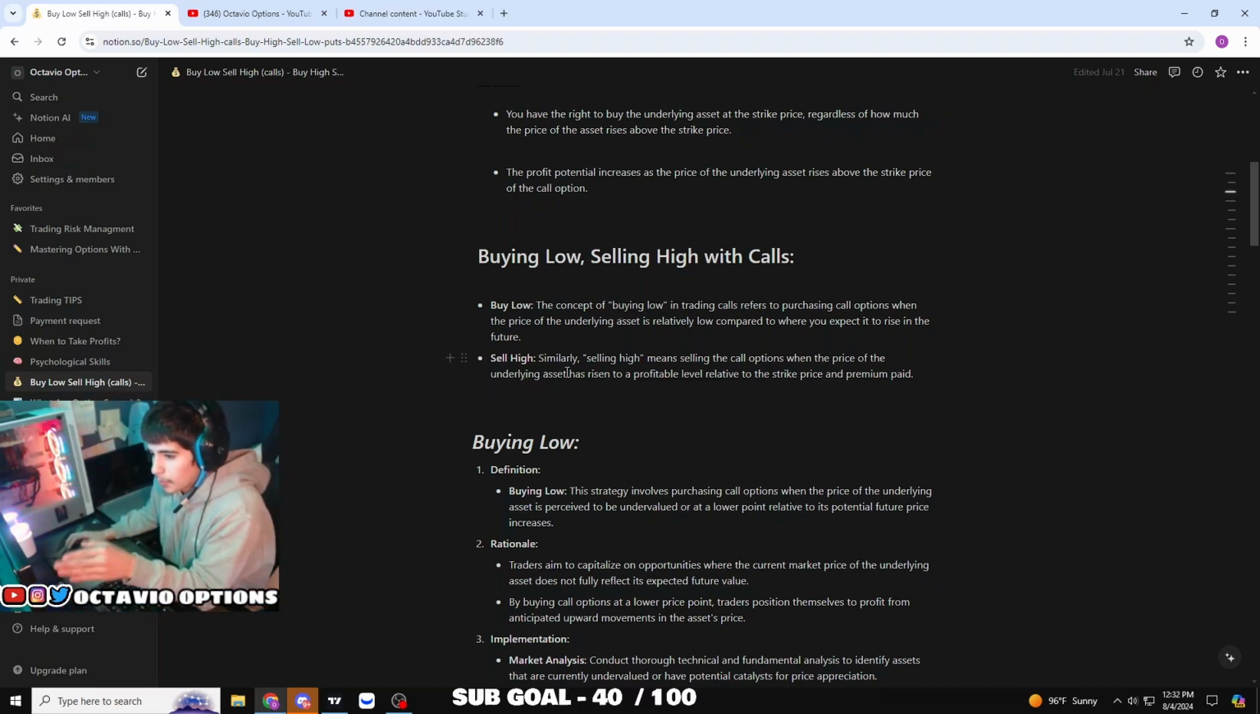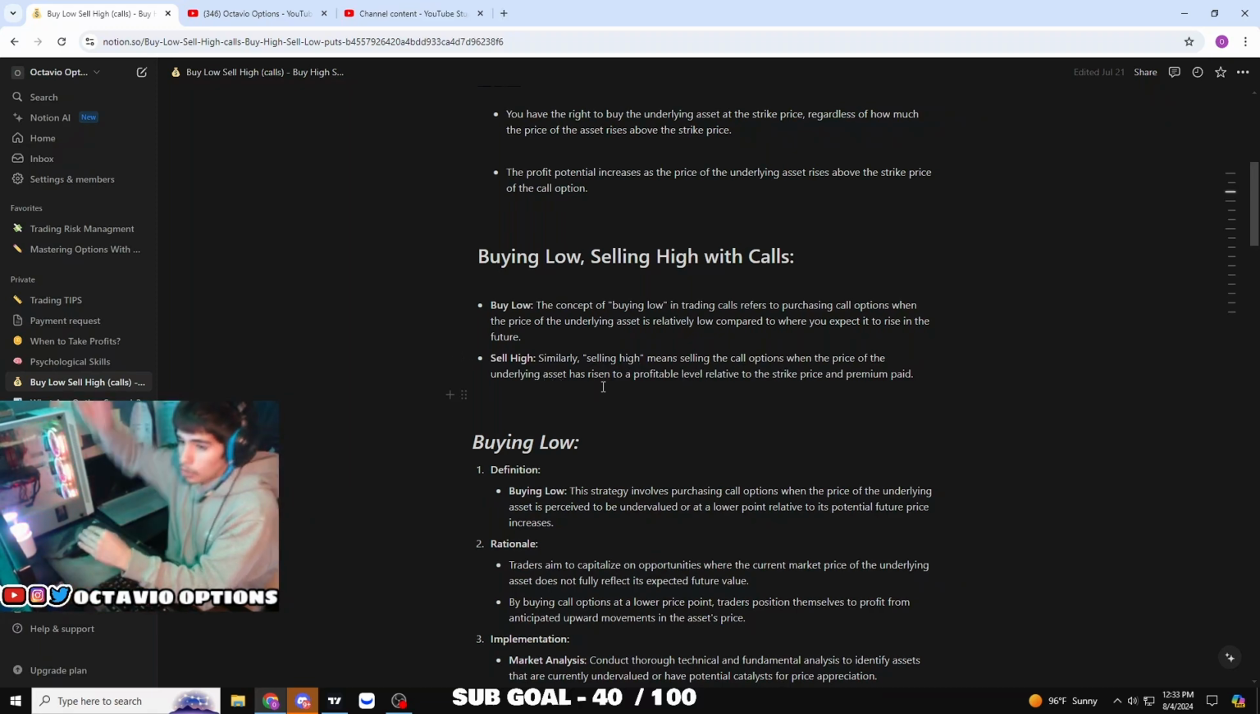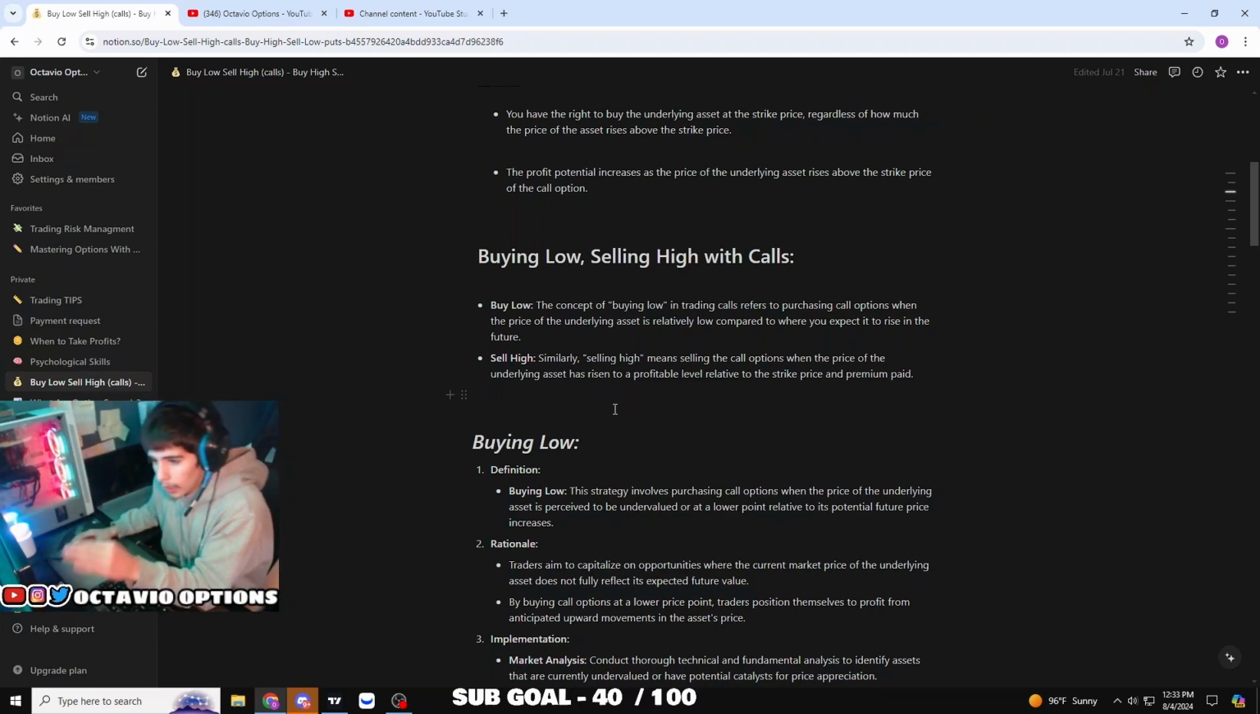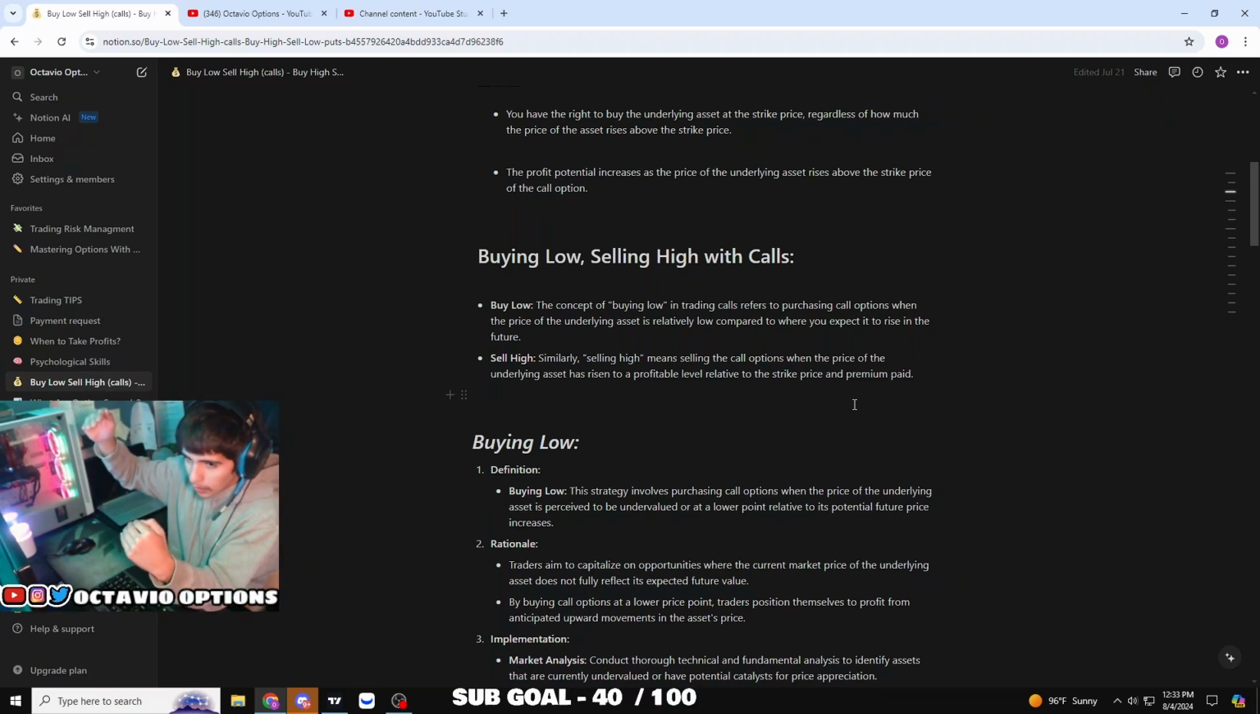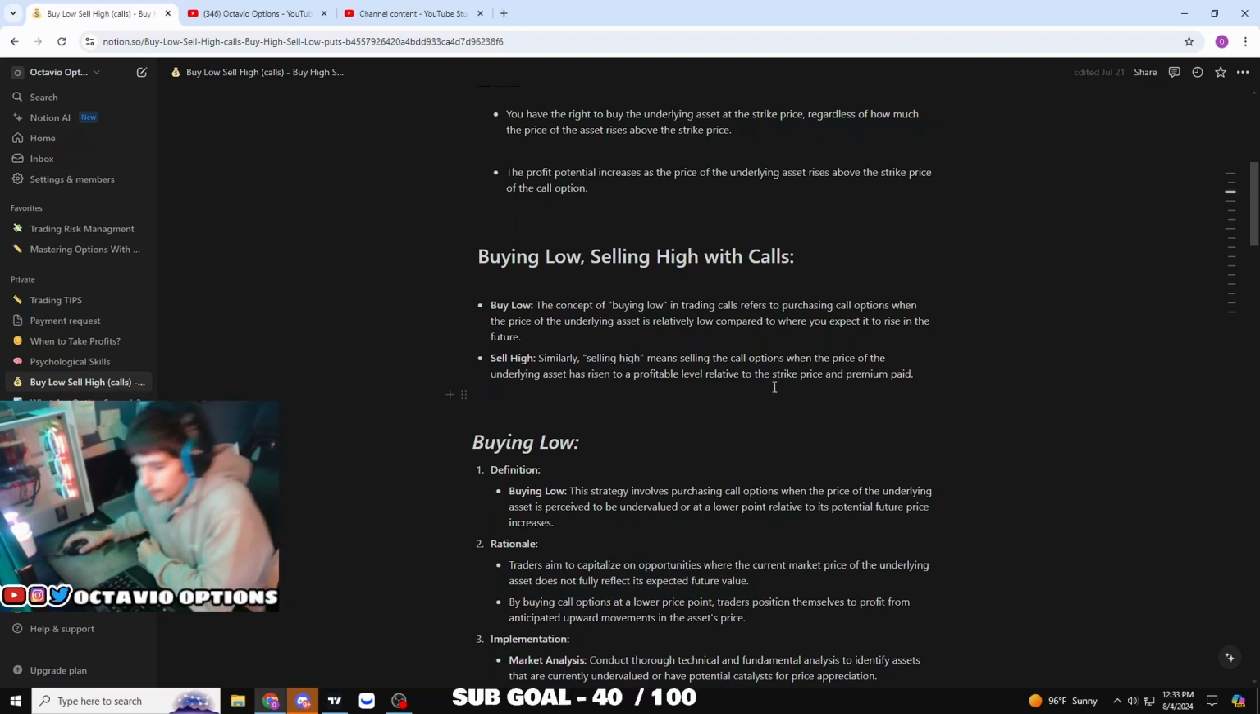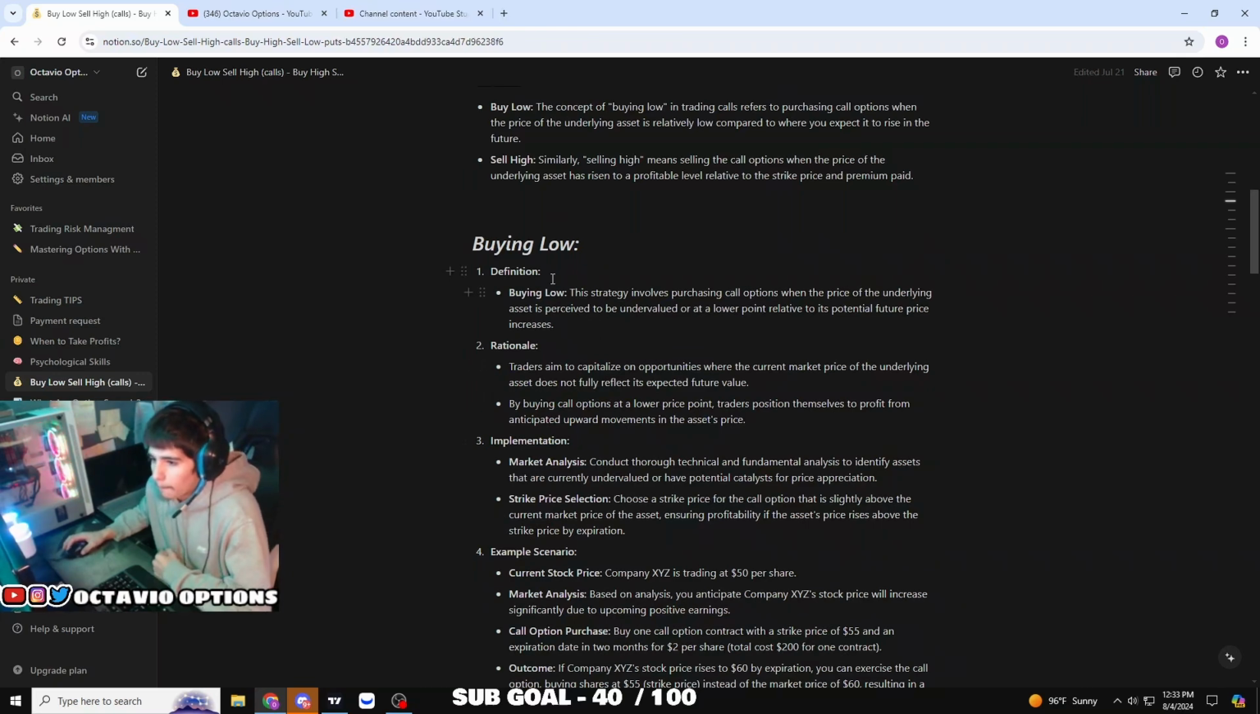And selling high, similarly, means selling the call option when the price of the underlying asset has risen to a profitable level relative to the strike price and premium paid. You're in the money already. That's either your strike price, like you said, where you think the market was going to go, you take TP, or that premium paid, whereas you keep holding above the strike that you bought. Right? So, buy low. Definition.